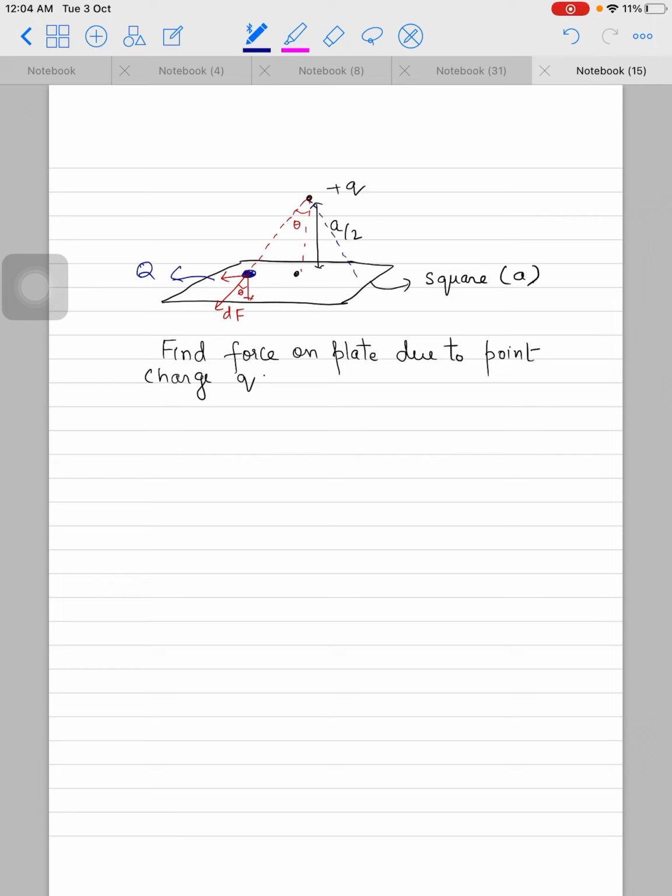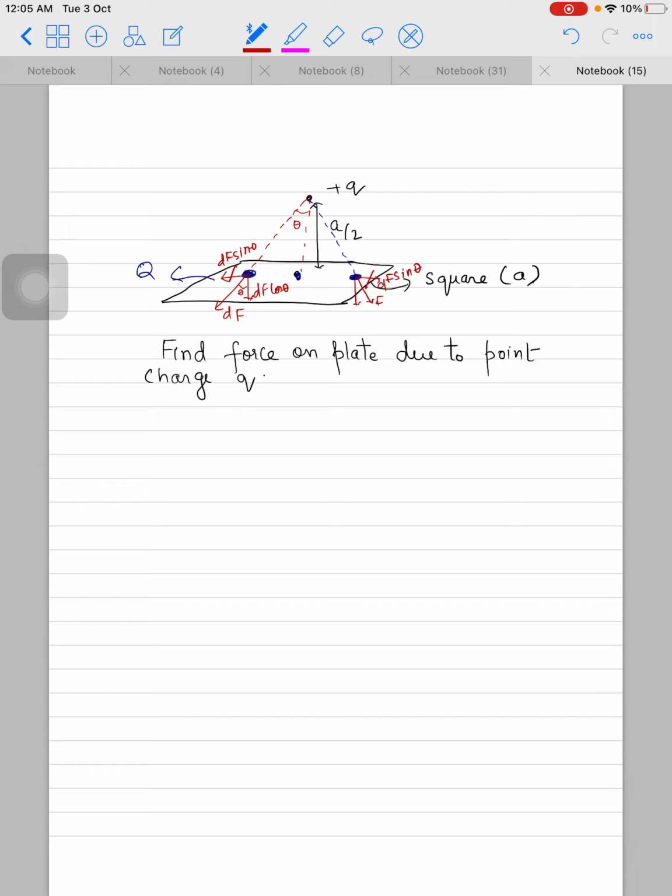At the same time, if at a symmetrical distance from this center you take one small patch here, again this force will be in this direction, and it will have two components, one component somewhere here, another component down. So this will be dF sin theta, and this will be dF sin theta, and this will be dF cos theta. You can say this component will be cancelled. So we have taken this pair of patches.